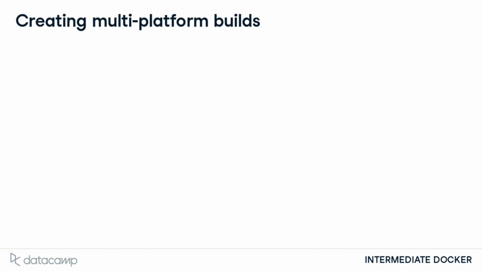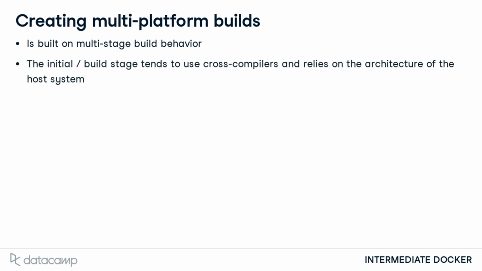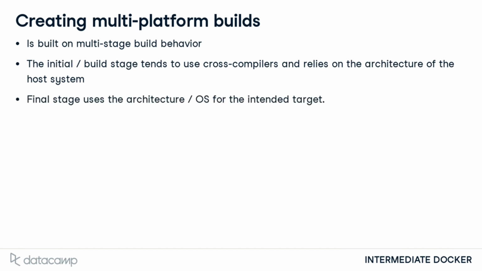Multi-platform builds use the concepts covered in multi-stage builds. The build stages use cross-compilers and rely on the platform of the host system. While it's possible to create multi-platform builds separately, such as for Linux AMD64 and Linux ARM64, it's not recommended. Note, cross-compiler means compiling code to run on a platform different than the current host. The final stage of the build uses the platform for the intended target and copies any compiled binaries in place.